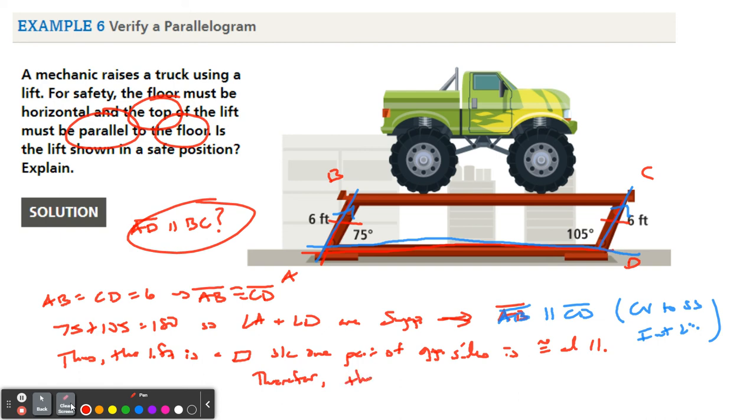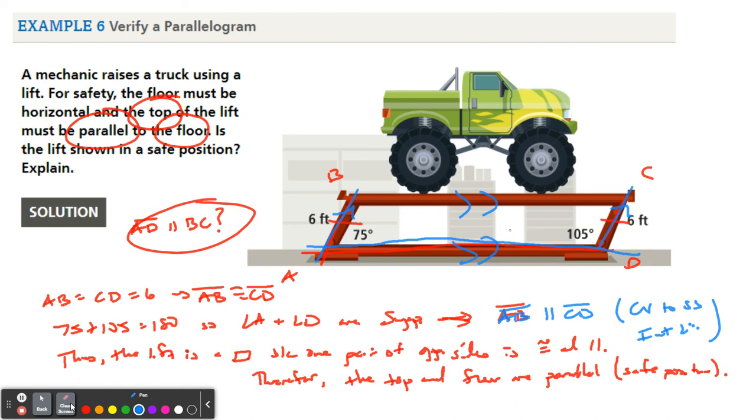Therefore, the top and floor are parallel. And that means it's in the safe position. Right? Because if one pair of sides is parallel, then the other pair of sides must be parallel in a parallelogram.